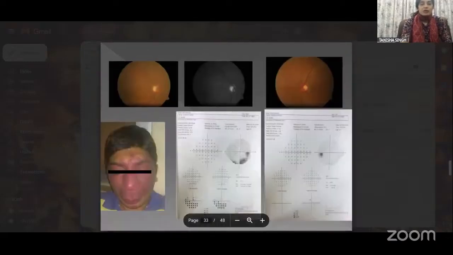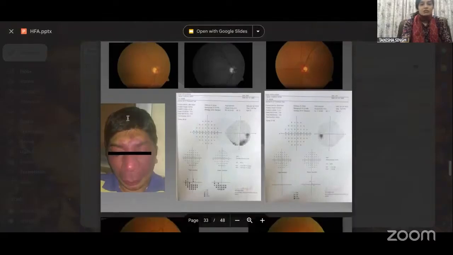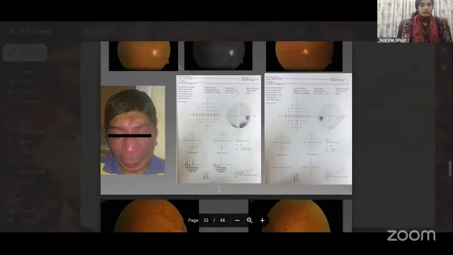So this was my case of Sturge-Weber syndrome, wherein it had asymmetrical glaucoma. In the right eye, there was superior-temporal thinning and the inferonasal and inferior developing arcuate, but the left eye was essentially normal.